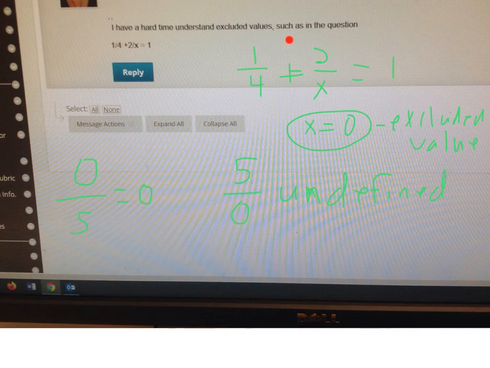You said you're having a hard time understanding excluded value. So you have 1/4 + 2/x = 1, and you're trying to figure out what the excluded value is.